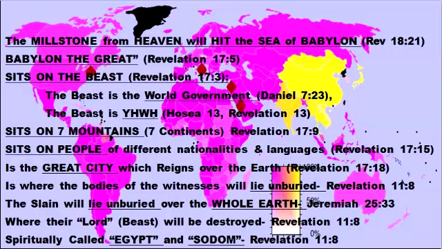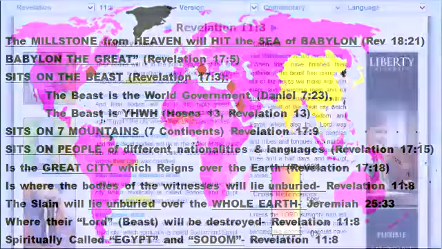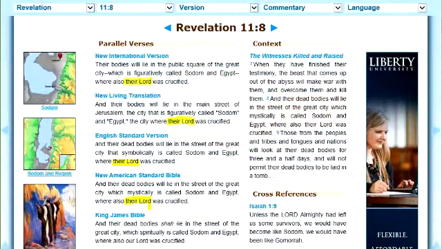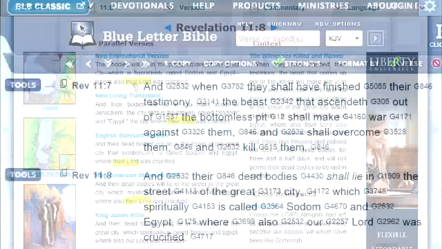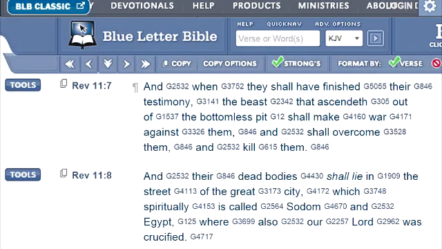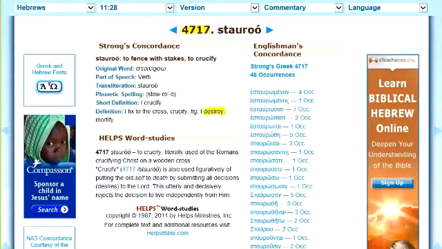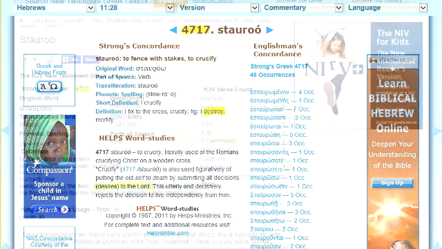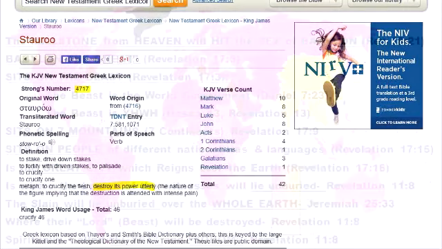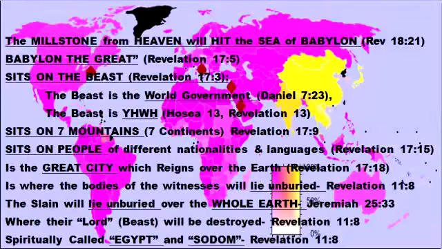Revelation 11 tells us they will lie unburied in the great city, which is Babylon the Great, where their Lord, the beast, will be destroyed. Word number 4717 doesn't just mean crucified, it also means destroy or destroy its power utterly. This is the great city called Babylon the Great, also spiritually called Egypt and Sodom.